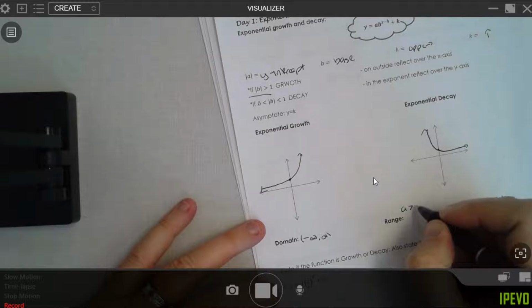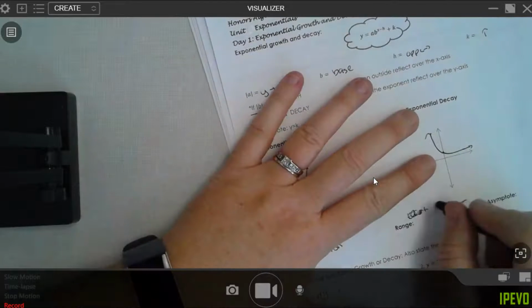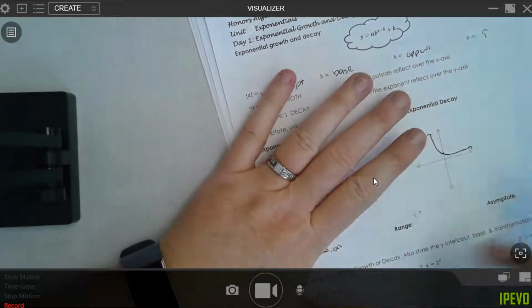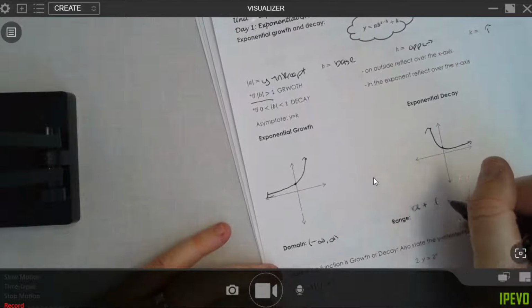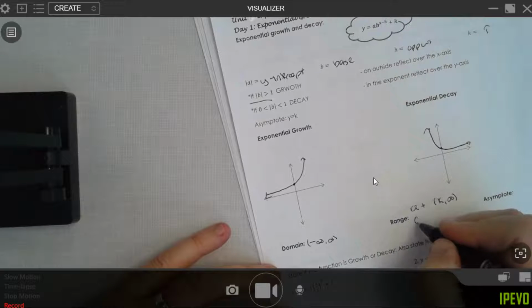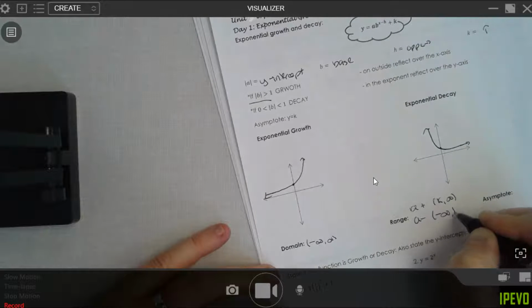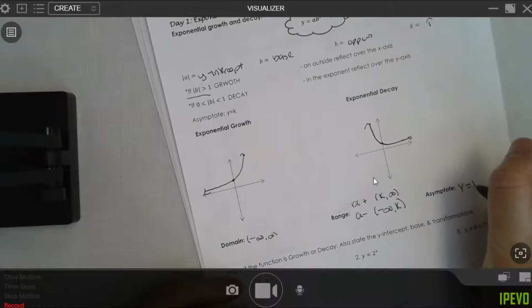So if a is positive, then your range will be from k to infinity, and notice I put a parenthesis there. If a is negative, it would be negative infinity to k. Again, a parenthesis. Your asymptote is always y equals your k value.